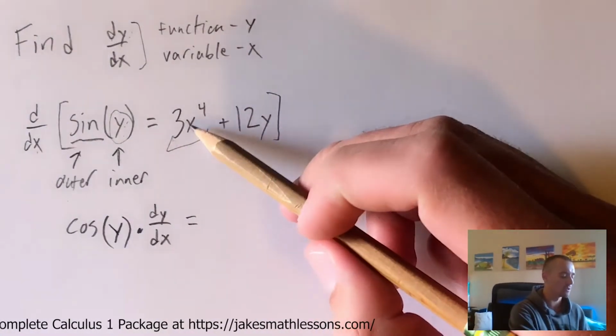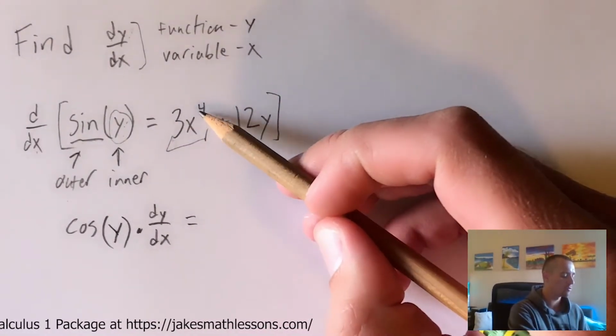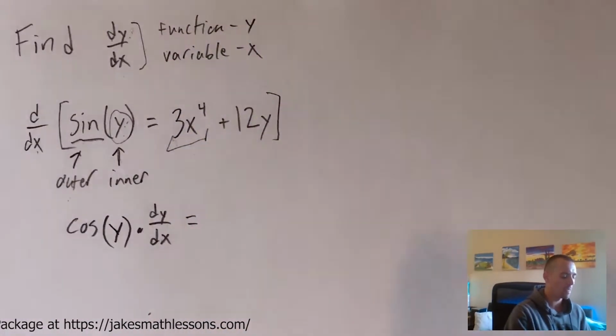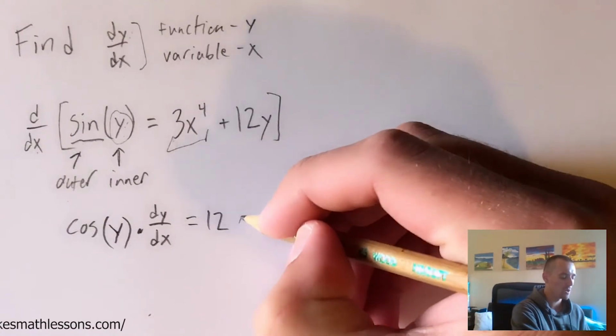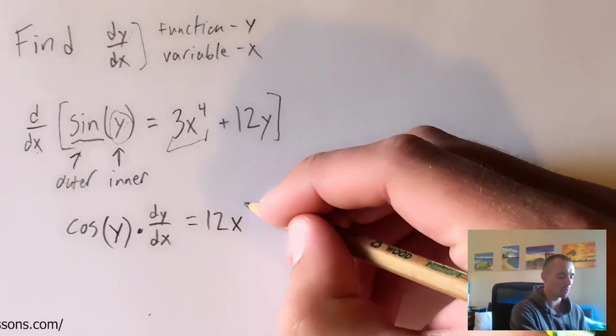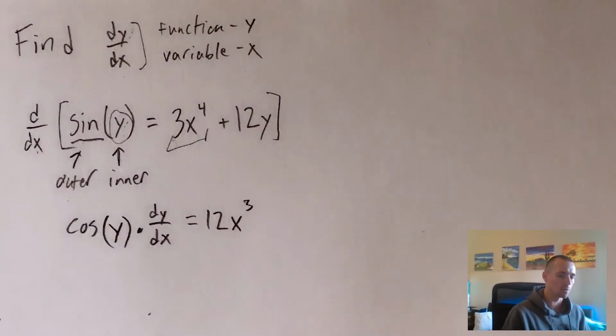So in this case, we can just find this with the power rule. So the power rule says we're going to bring the 4 down in front and multiply it by the coefficient. So 3 times 4 is 12. We're going to keep our x there, and then we're going to lower our power by 1. So 4 minus 1 is 3.